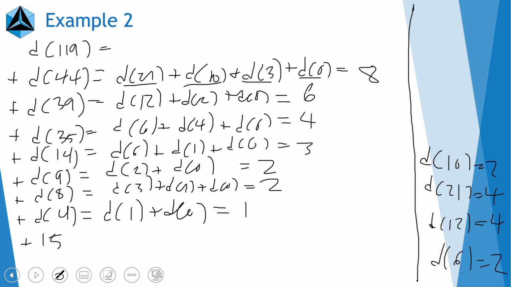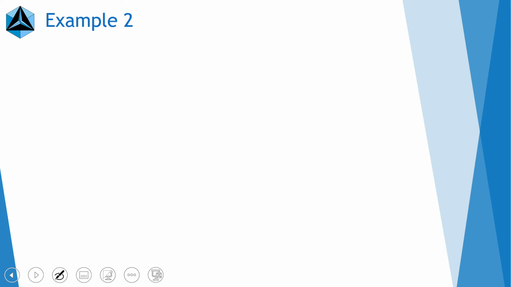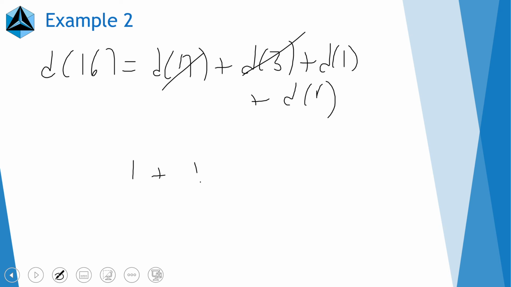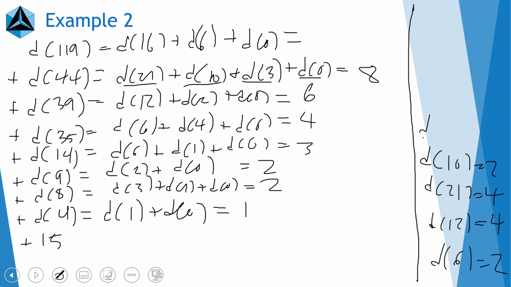So now lastly, we move on to D of 119, which is equal to D of 16 plus D of 6, which we found, plus D of 0, which we already know. So now we just need to find D of 16, which I will do on this slide. D of 16 is equal to D of 7 plus D of 3 plus D of 1 plus D of 0. 7 and 3 are prime. D of 1 gives us 0, and D of 0 gives us 1. So D of 16 is equal to 3. D of 6, which we know is 2, and D of 0 is 1. So this gives us 6.